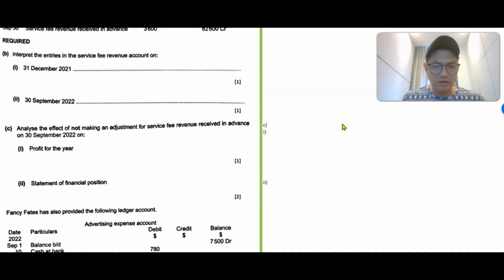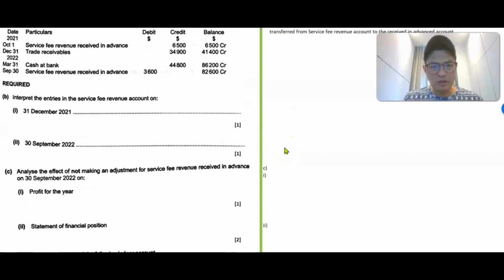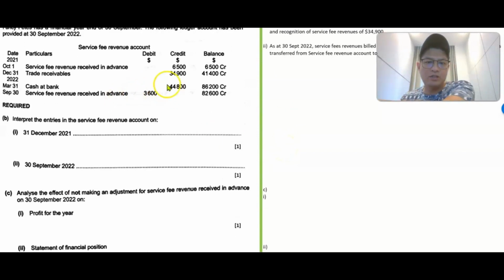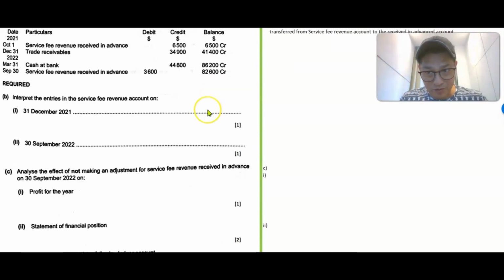Okay, let's look at the next part of the question. Analyze the effects of not making an adjustment for the service fee revenue received in advance on this 30th September 22, which is what we just did, right? So what's the impact to the profit of the year? What we have done in here is we have brought down the service fee revenue account, right? Because here we've debited service fee revenue account and it's reduced from 86,200 to 82,600, right? So it's brought down. Now, if revenues are lower, all things being equal, what do you think profits would be, higher or lower?